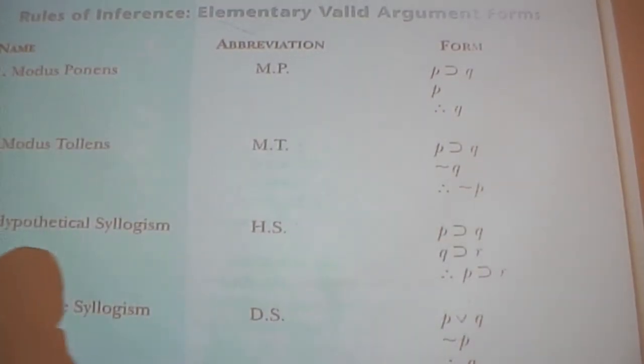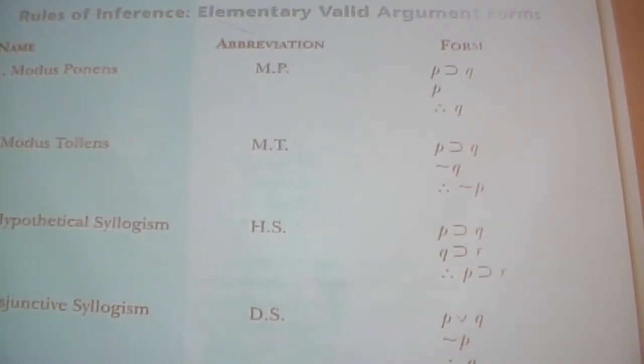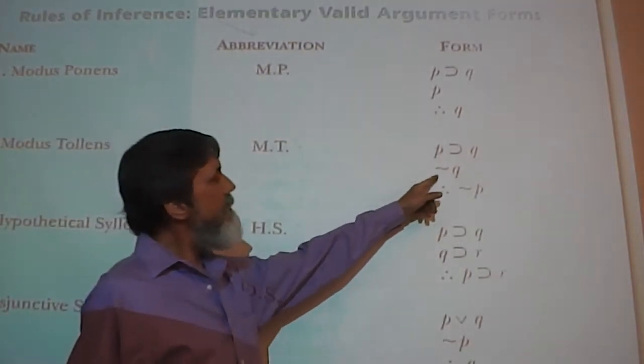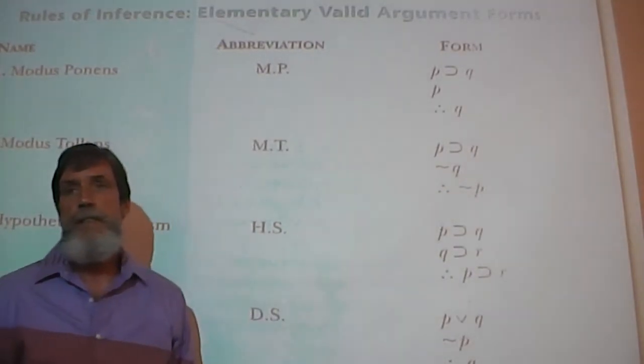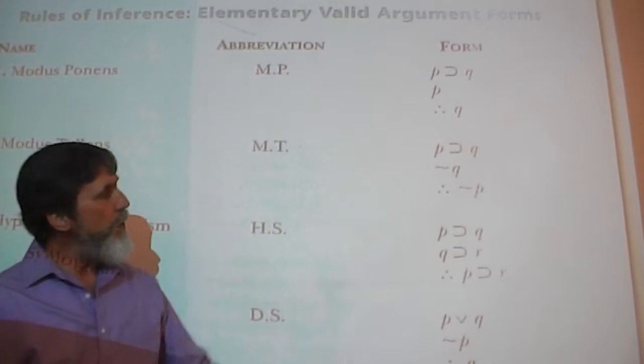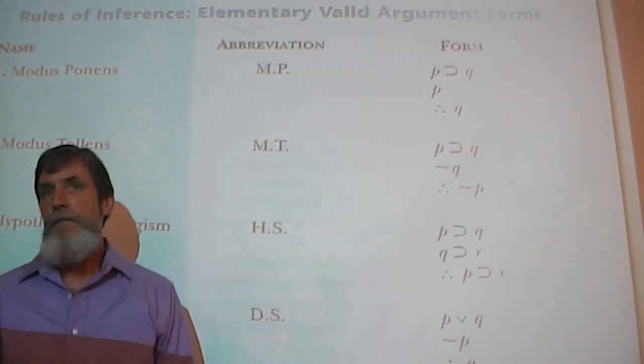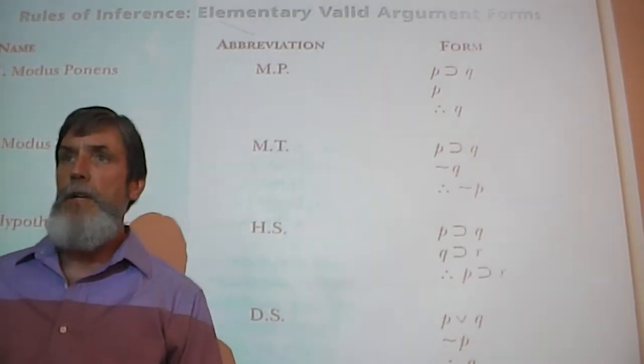Modus tollens has two premises and a conclusion. The first premise is a conditional statement. The second premise is the negation of the consequent of that first premise. And the conclusion is the negation of the antecedent of that first premise. Yep? Are you following my description?